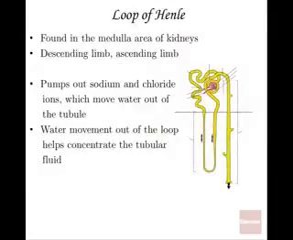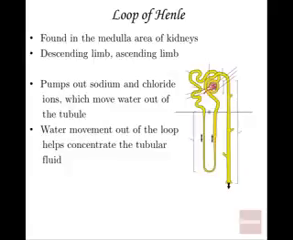Once you have some of that reabsorption occurring through this PCT, you're going to end up in the loop of Henle. And this is actually under-exaggerated. It should be much longer. Some of these loops go very deep into the medulla of the kidney. So it's found in the medulla area of the kidneys. And like I mentioned before, here is the descending limb and the ascending limb of the loop of Henle.